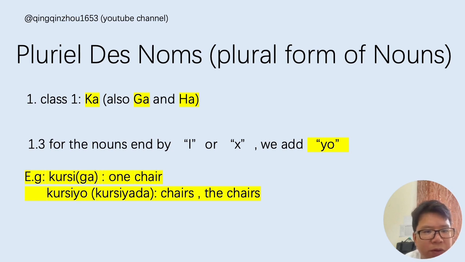The third type, for the nouns ended by e, not I or x, we add yo. Kursi, chair. Kursiyo, chairs. Kursiyada, the chairs. The singular form is ka and the plural form is da. Ka and da. Kursika, kursiyada.